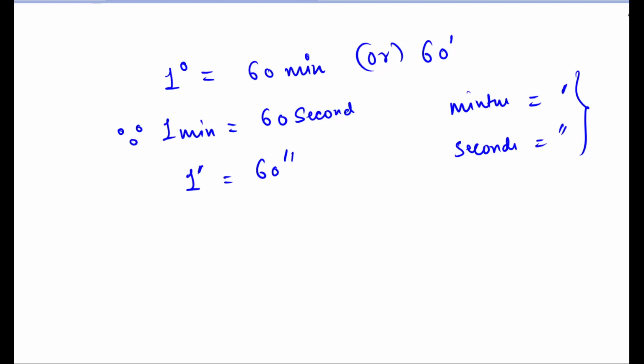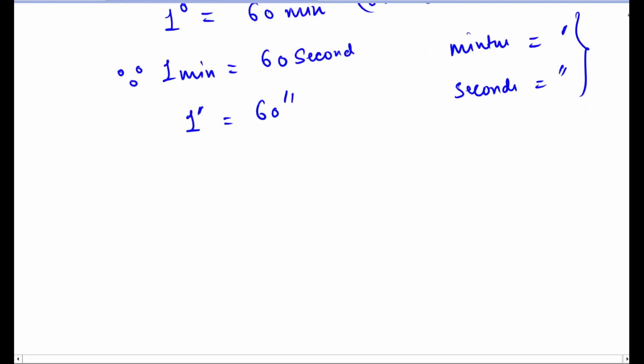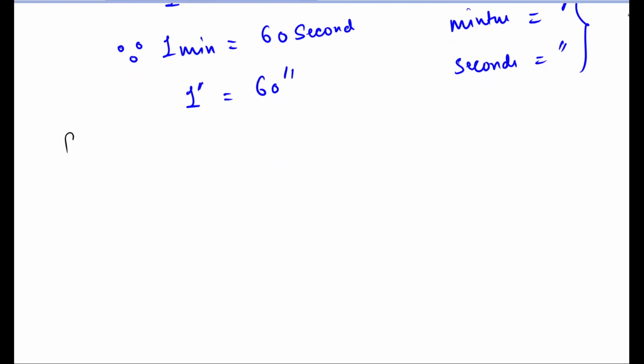Next we have radian measure. This is the second type of angle measurement, radian measure.